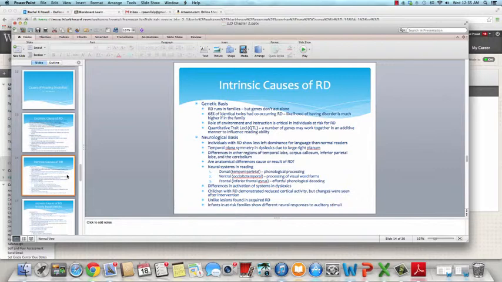Then you also have the quantitative trait loci. This is a theory that a number of genes may work together in an additive manner to influence reading ability. The book lists some different genes that could be potential genes for reading disabilities, but the research is just not clear yet on one specific gene or even a QTL of genes that could potentially be related to reading disabilities. Everything seems to be influencing the other. There seem to be some differences, but not enough research to substantiate what genetic differences there are.